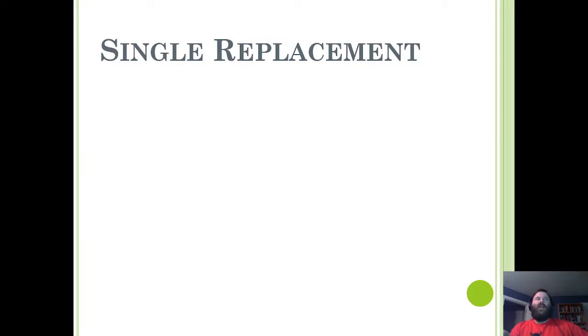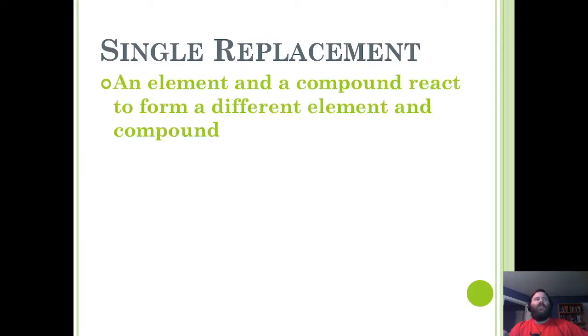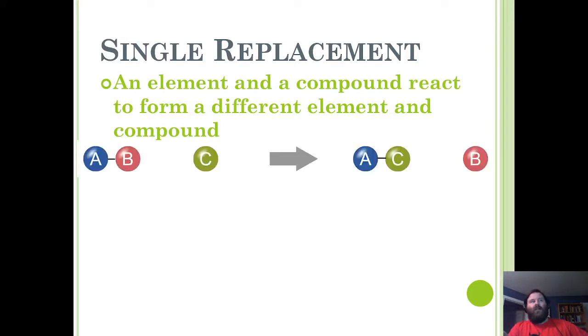All right, next is single replacement. All right, this is when an element and a compound react to form a different element and a different compound. So the example here is AB plus C makes AC plus B. So basically what's happening is C is kind of coming in and replacing B in the compound. So B gets sort of shunted off by itself, and the new compound is A and C.